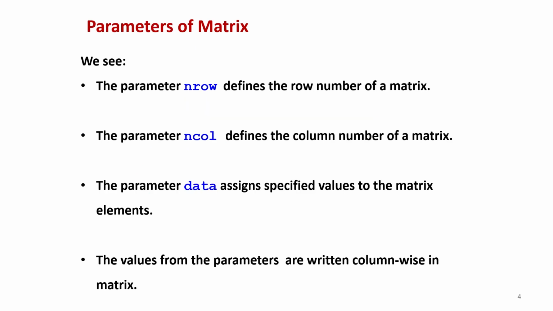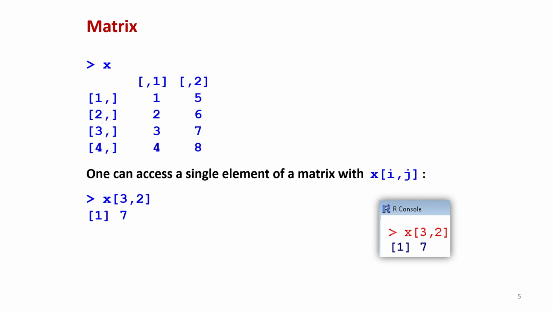So there are 3 parameters which I have explained. nrow defines the number of rows, ncol defines the number of columns, and data assigns the specified values to the matrix. If you want to access any single element from this matrix, then the command is x inside the square brackets, where you write i comma j. Here i indicates the row and j indicates the column. Suppose I want to access the element at the third row and second column.